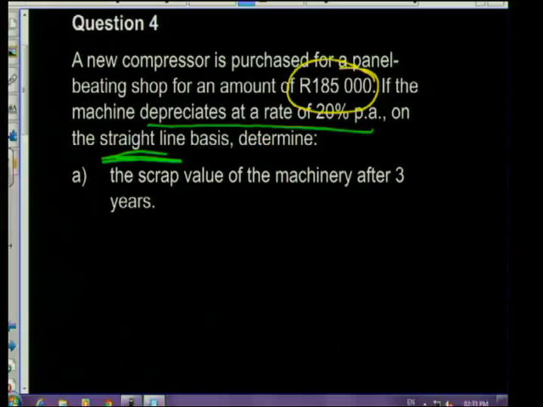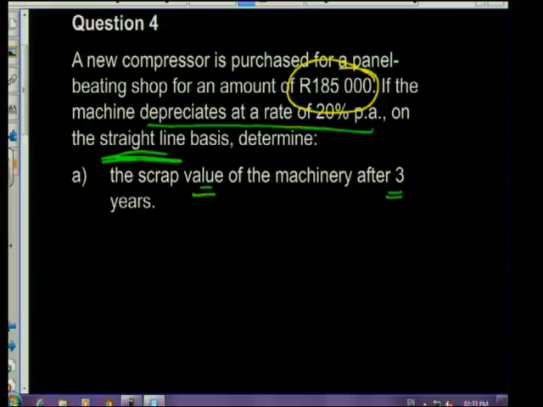Straight line or linear depreciation is simple interest. Let me repeat that. When they say straight line or linear depreciation, that's simple interest. When they say depreciation on the compound or sometimes reducing balance, you've got to know that's compound. So they might not even mention compound. They will say reducing balance, you know that's compound. So that's very important for me. Now they say determine the scrap value of the machinery. The scrap value is just the value after 3 years.